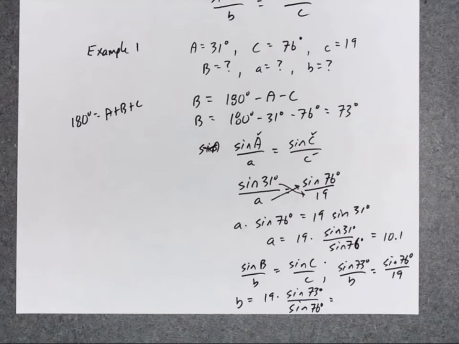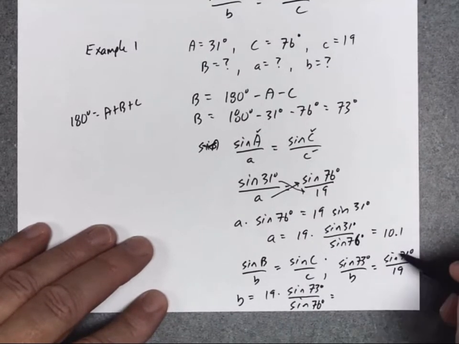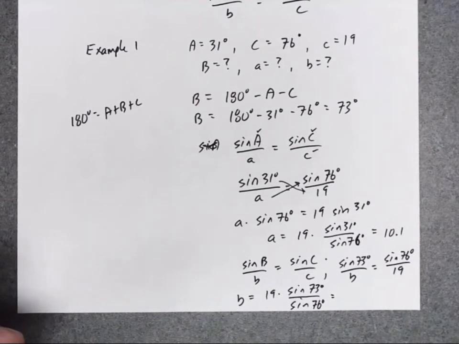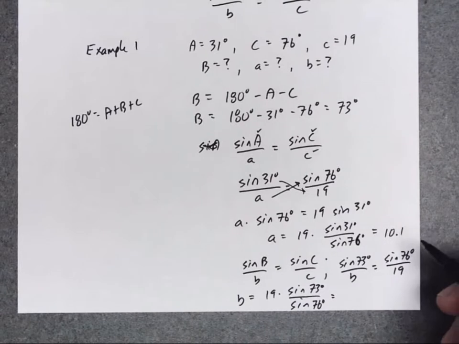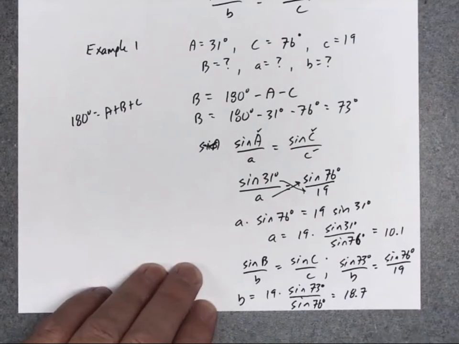Let me check. I worked out the answer prior to this, so I didn't get the same. Let me make sure. Once again, I skipped some steps in here. I believe that's right. Maybe I messed up on my calculator. Let me try it again. So sine of 73 divided by sine of 76 times 19. I'm a little worried because this isn't what I have in my notes. Maybe my notes are wrong.